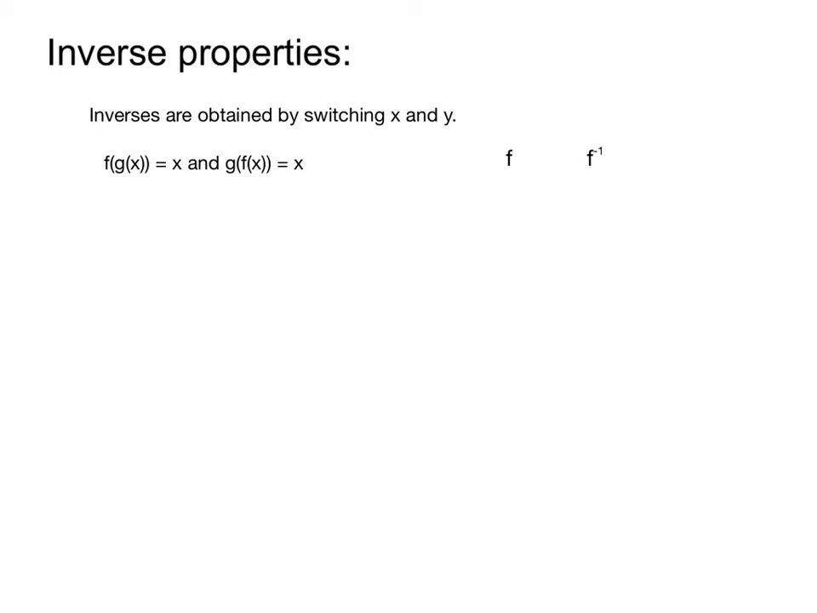Another thing that's important to know is that if you have a point that's on f, say the point (1, 2), then the point on the inverse will switch x and y. So in other words, the x of the function is the y of the inverse, and likewise, the y of the function is the x of the inverse. This is really important that you realize the definition here.